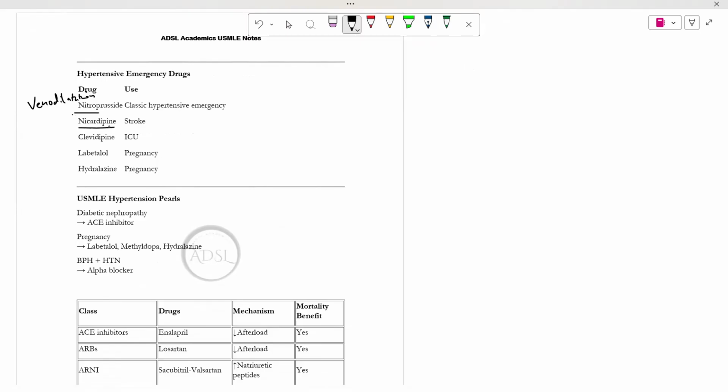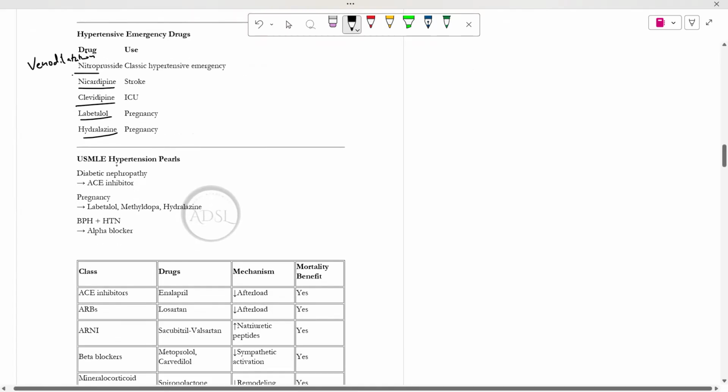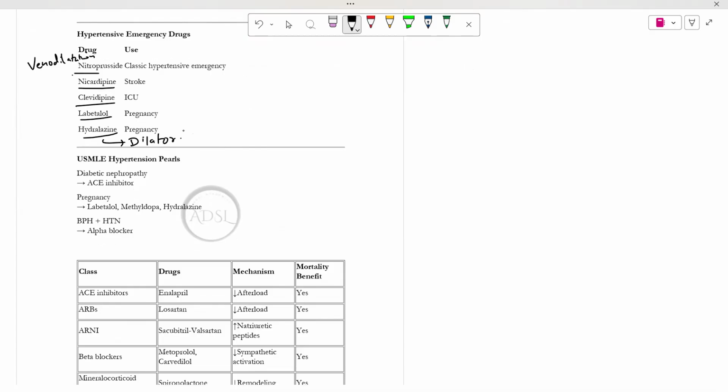All right. Apart from that, nicardipine is also a calcium channel blocker. Clevidipine, you can use. Labetalol, you can use in pregnancy. Hydralazine, you can use in pregnancy. Hydralazine is also an arterial dilator. Okay, a vasodilator.